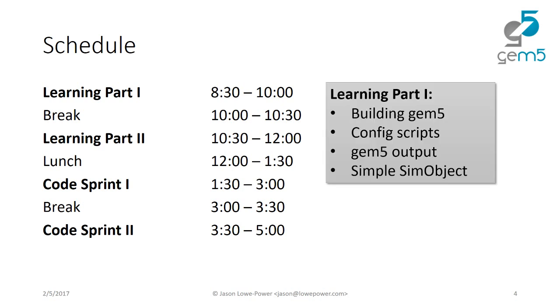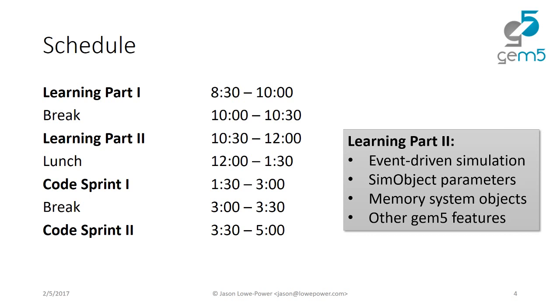Before the break, we're going to try to cover building gem5, config scripts, gem5 output, and a simple memory object. We're really going to try to get through as much as we can before the break, so we might get a little bit further, or maybe not. After the break, we're going to come back and talk about how to use the event-driven simulation infrastructure in gem5, parameters to SimObjects, and some about the memory system. This will be gem5's memory system, not Ruby. Then briefly, I have a bunch of slides which are just a laundry list of gem5's features. And there should be some time at the end to talk about things that I didn't cover if you have other questions.